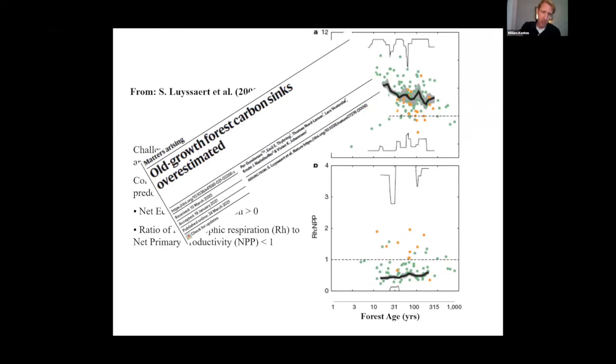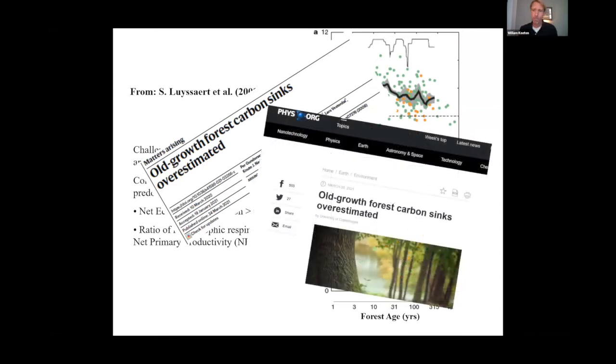And then again, just recently, I guess in March, this hot button paper came out again as a commentary in Nature, claiming old growth forest carbon sinks are overestimated, criticizing this paper. And now again, we're having this debate about older forests. Are they carbon sinks? Are they carbon sources? Are they neutral? So I don't know. The science will continue to debate this question.